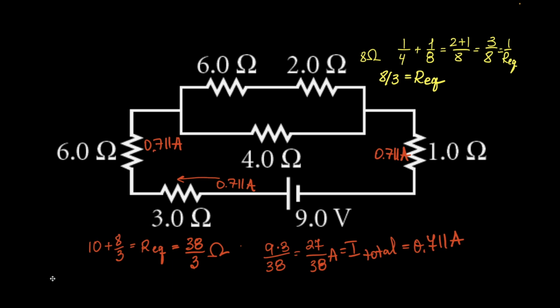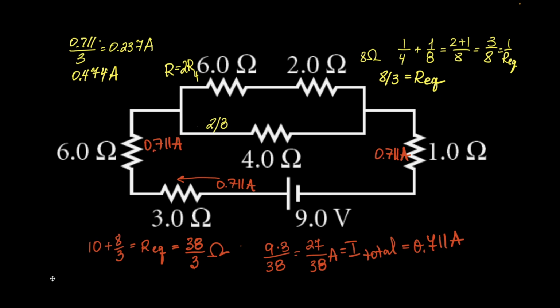Now the parallel cluster, this resistance is twice the resistance of 4. So the shortcut could be that you have 2/3 of the current go here and only 1/3 of the current go here. So if I take 0.711 and divide by 3, 0.237, and double that is 0.474. So if I add those two, that is how I get 0.711.